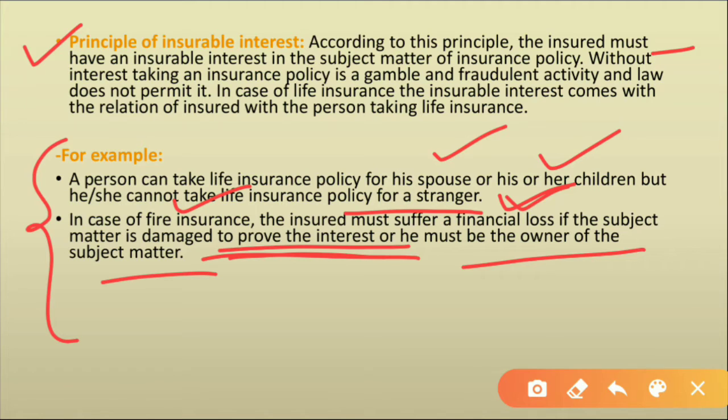Loss if the subject matter is damaged to prove the interest, or he must be the owner of the subject matter. So whatever policy you are taking, you should have an insurable interest to take that policy.